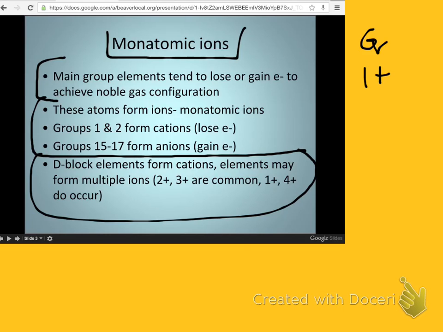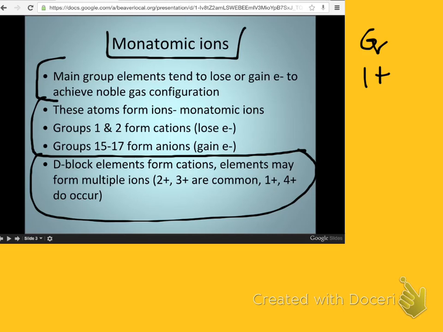That said, they can form +1, +2, +3, +4. There are a few things that form +5 and +6. Those are less common. And not everything will form every ion. Okay? If you look on this chart, what you have here are the most common. Now, because it's not on the chart doesn't mean it doesn't exist, but these are the most common.